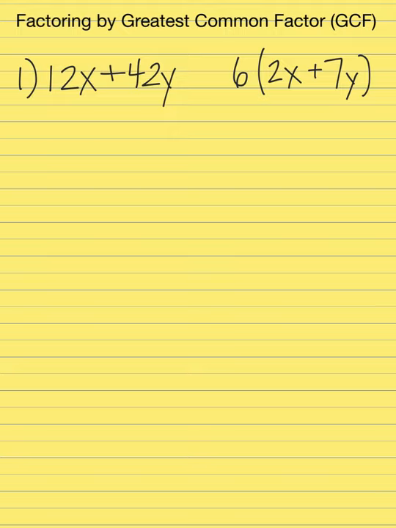So let's try another one. 36x plus 9. So again, you have to be able to pull out the number or also variables on both. So in this situation, we can't pull out an x because the x is not on both, but we could pull out a number such as 9 because 9 goes into 36. So 9 times 4x would also give me 36.